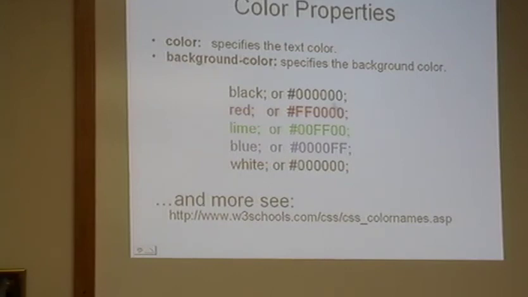Color, background color. For those properties you can have the name of the color, or you can be even more specific. Each color has a red, green, blue value to it, and these hexadecimal numbers apply to these colors. So you can either say black, or you can have all zeros, or red, or FF0000, and so on. And there's a lot more colors. You can change these numbers around to be a specific color.